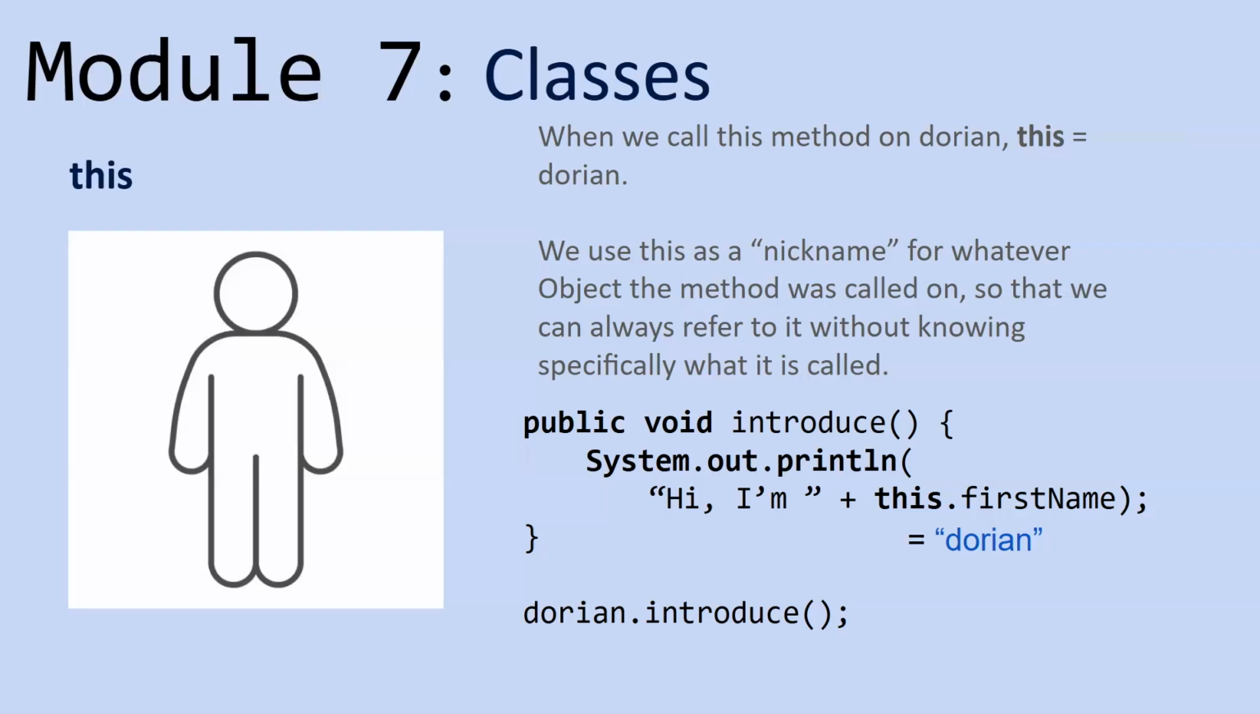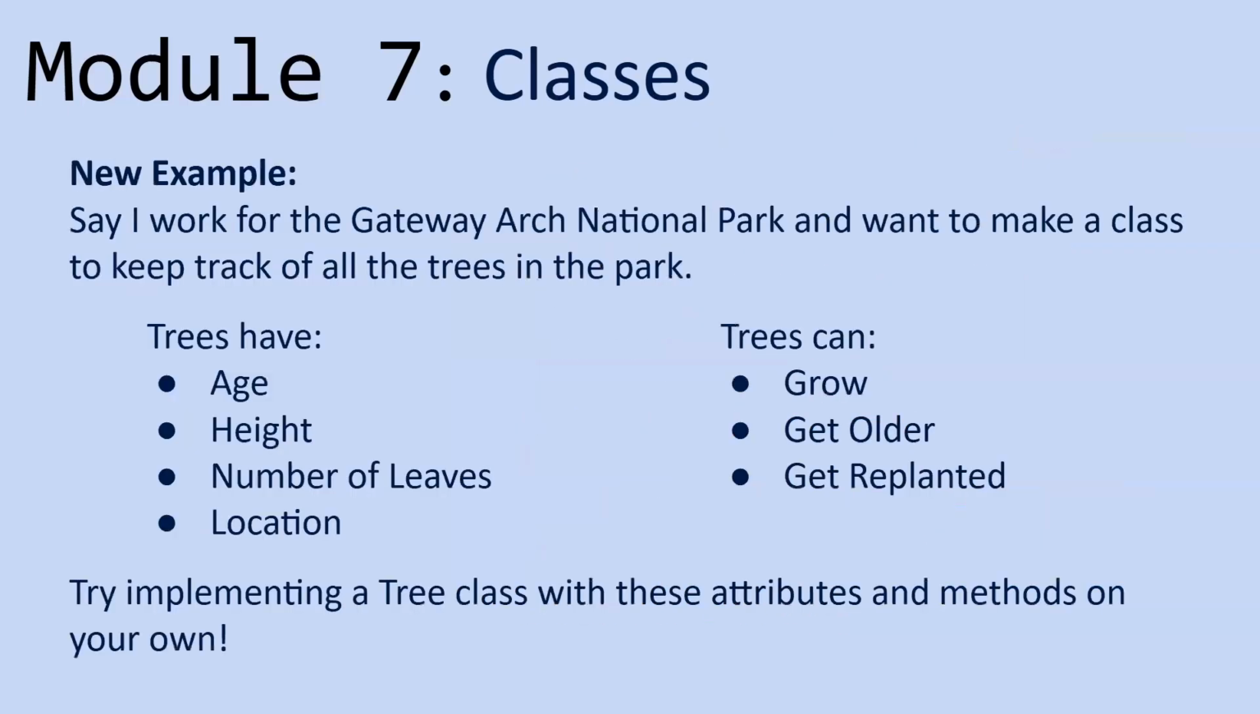Plus, I think putting this in front, like this dot first name, even if you don't have a parameter to worry about, is useful just to make sure that you know exactly what information you're referring to. So, just a quick overview of this. And then that's just our quick overview of classes. If you want more information specifically on stuff like encapsulation, go to the previous recitation.